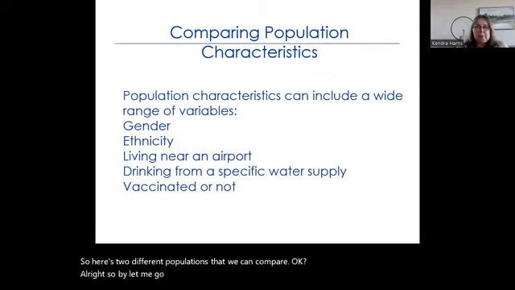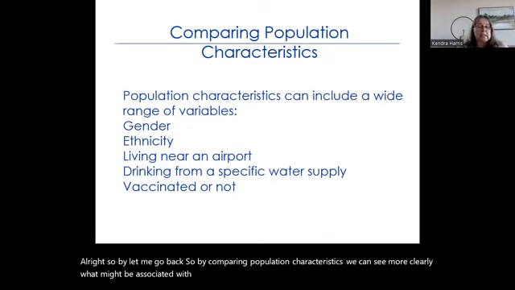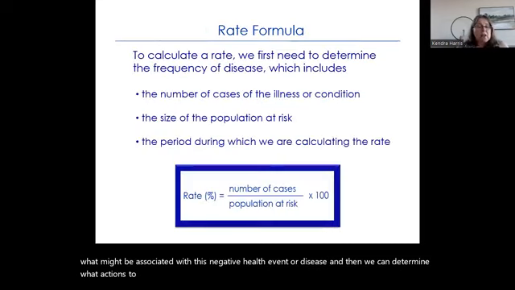So by comparing population characteristics, we can see more clearly what might be associated with this negative health event or disease. And then we can determine what actions to take. All right, so rates can also help us compare a baseline rate of disease or condition with a current event, such as whether there's a spike or a decline.